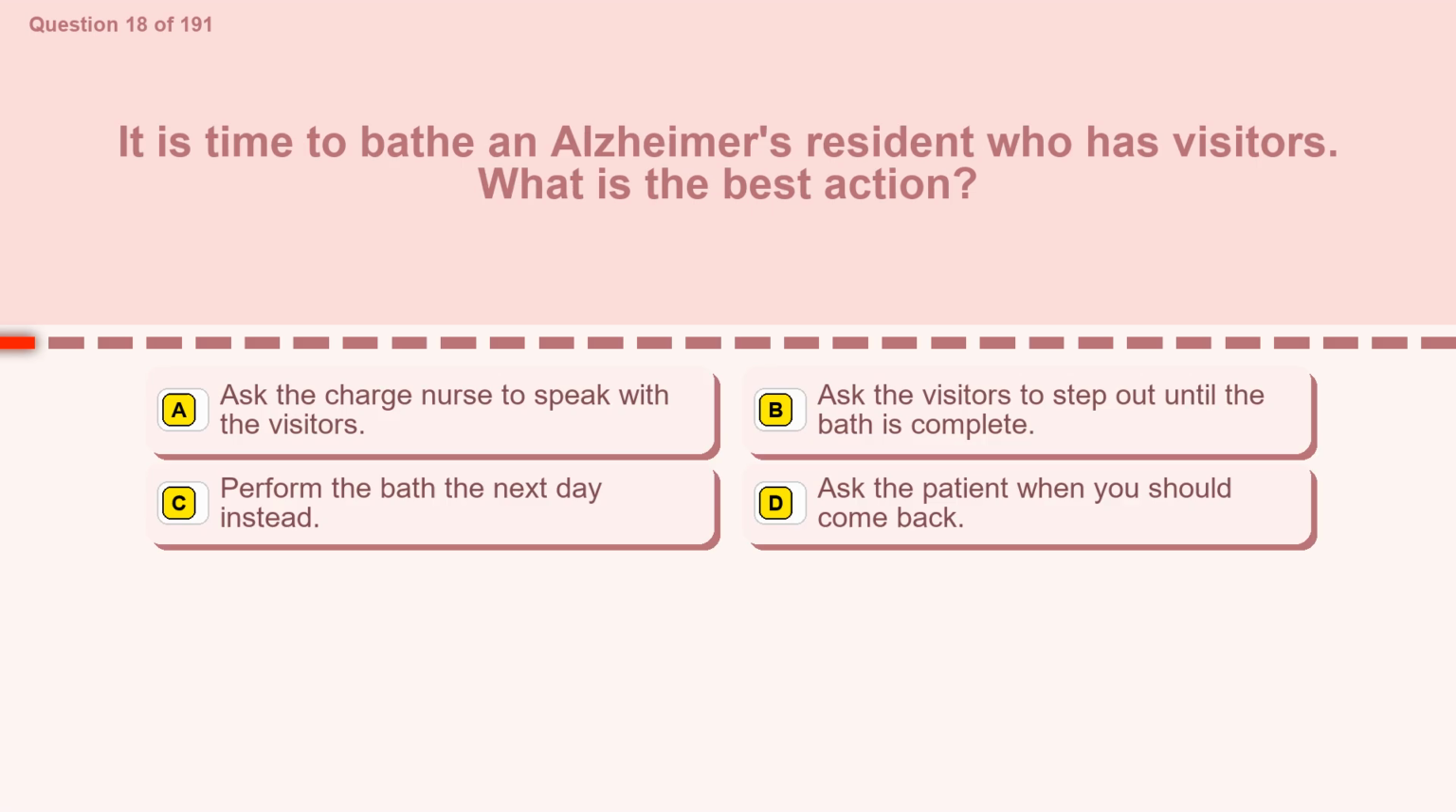Question 18. It is time to bathe an Alzheimer's resident who has visitors. What is the best action? Option A, ask the charge nurse to speak with the visitors. Option B, ask the visitors to step out until the bath is complete. Option C, perform the bath the next day instead. Option D, ask the patient when you should come back.